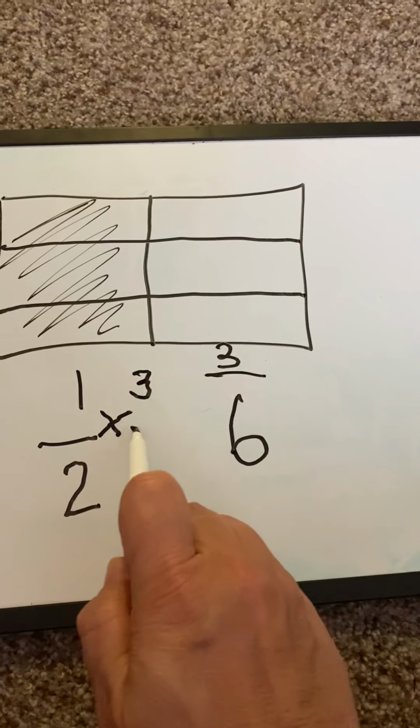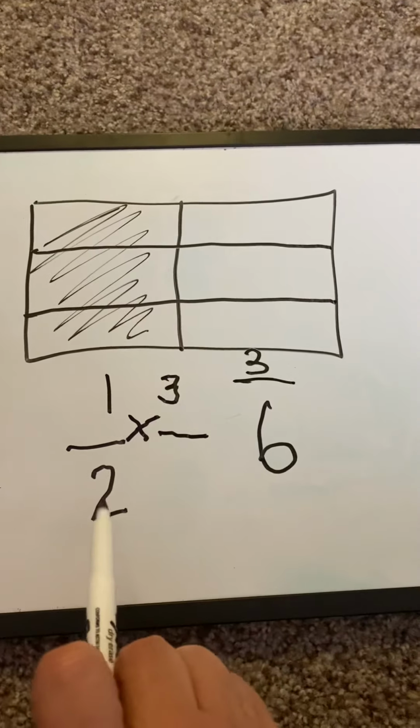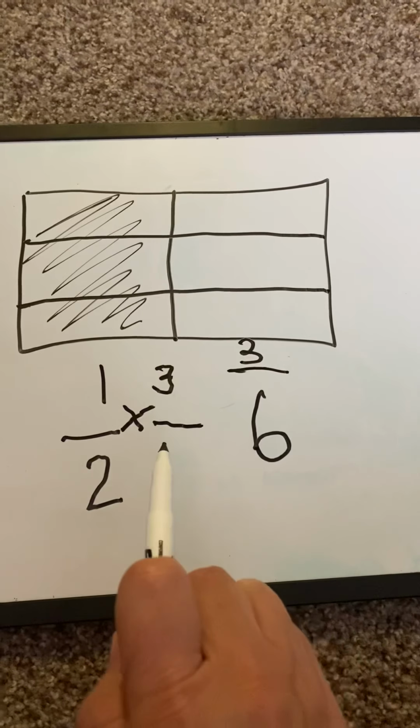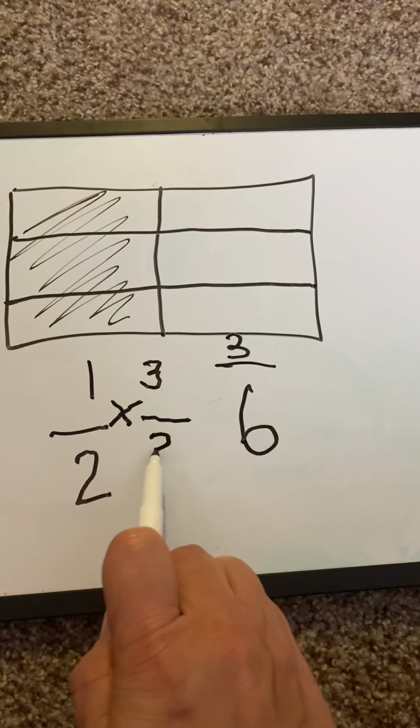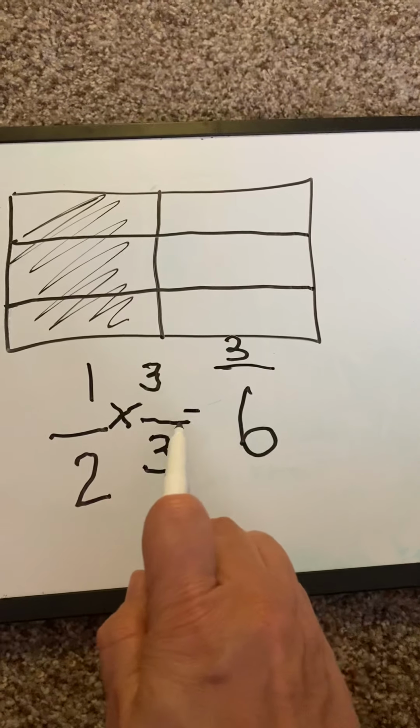Whatever you multiply by the top, you must also multiply by the bottom. What do I multiply by 2 to get 6? 3. So that's how you'd write the number sentence.